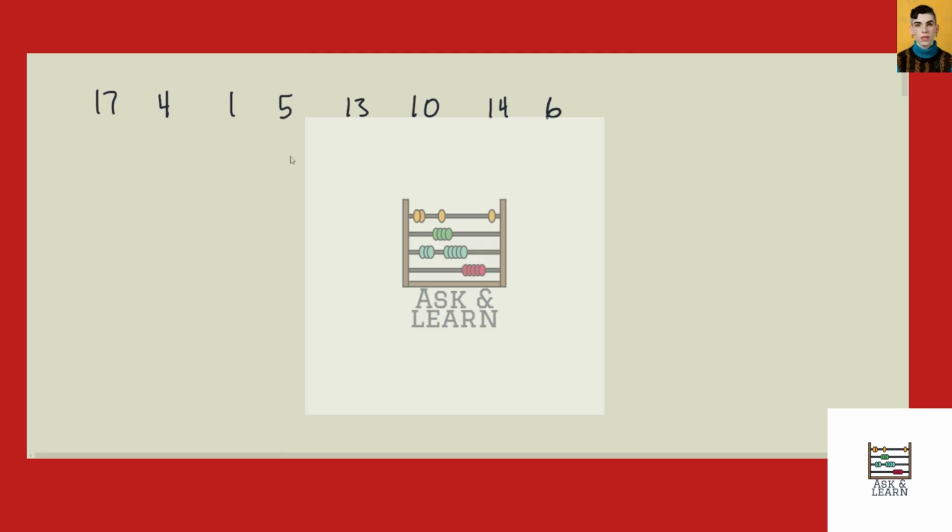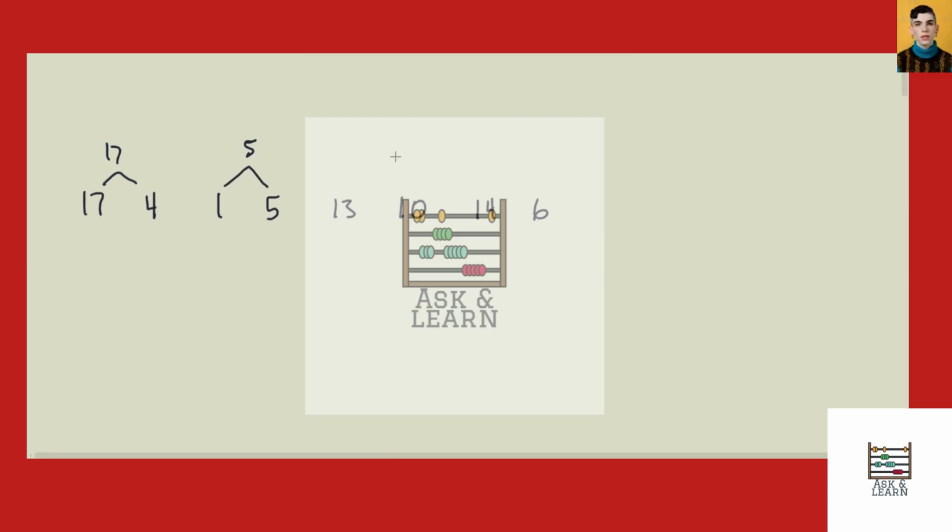So they want us to use the tournament sort to sort this list of numbers that they provide here. So let's go through what that algorithm is. They tell us we start from left to right and compare each of the pairs that come up. So we do 17 versus 4. We choose the largest of these two, which is 17. Then we compare the next set, 1 and 5, so 5 is larger. Then we compare 13 and 10, and there 13 is larger. And then we compare 14 and 6, so 14 is larger.